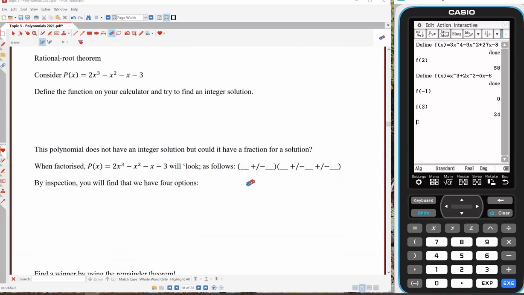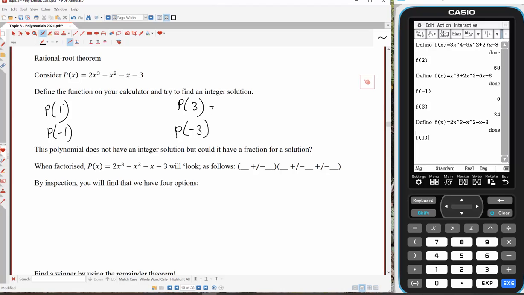Okay, the final thing we'll look at is the rational root theorem. And really, nothing changes here, but we'll have a look at this. So we'll follow our instructions. Define it: f of x equals 2x cubed, take away x squared, take away x, take 3. And what we'll do is we'll do f of 1, and see what it is. So we'll do p of 1, p of negative 1, p of 3, and p of negative 3.